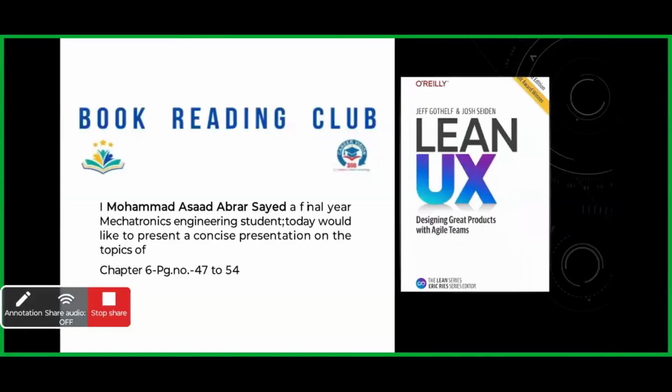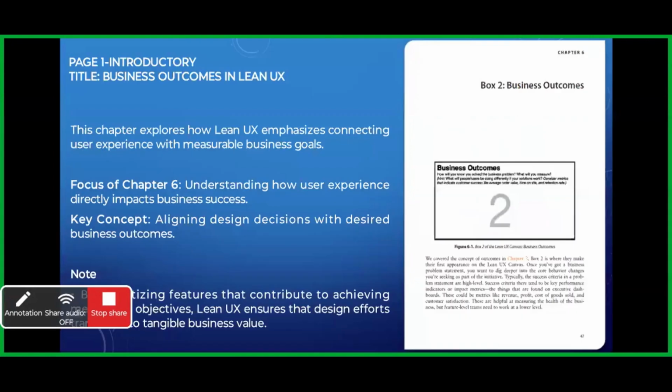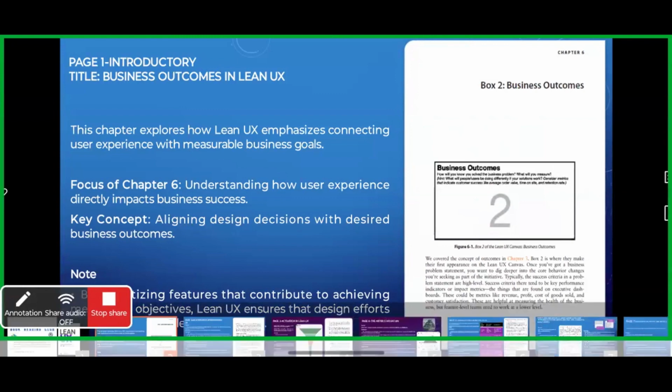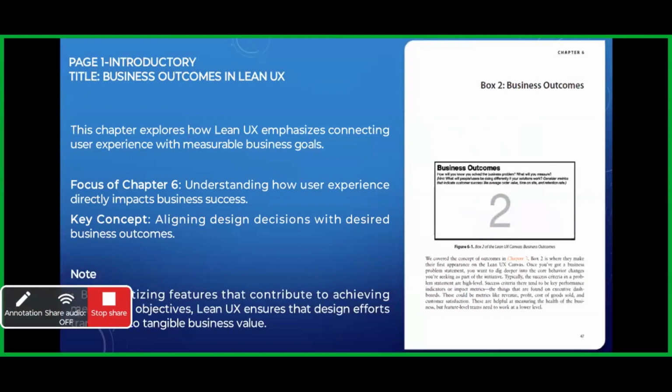So today I would like to present my presentation on chapter number 6, that is your business outcome. That is box 2 of the Lean UX Canvas. This is linked to the previous chapter that we studied in chapter number 3, specifically after preparing the business problem statement.